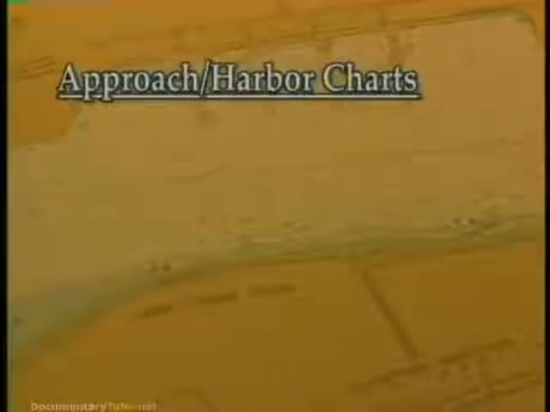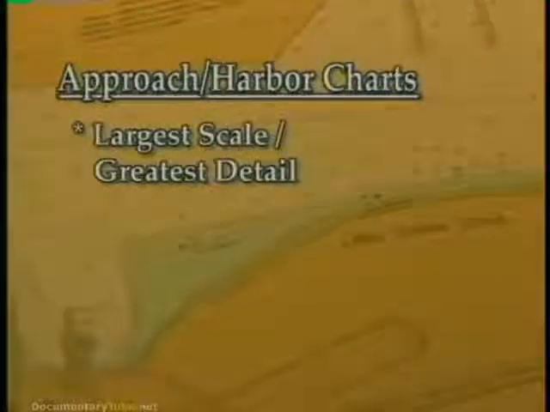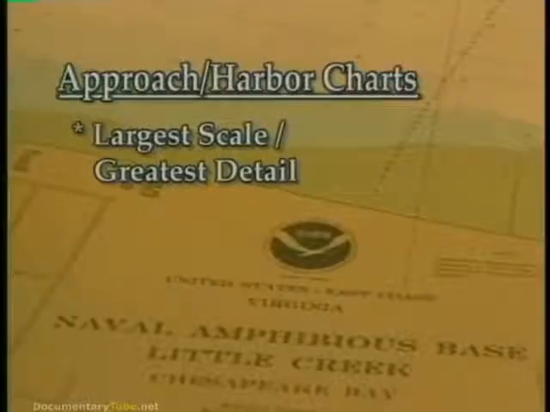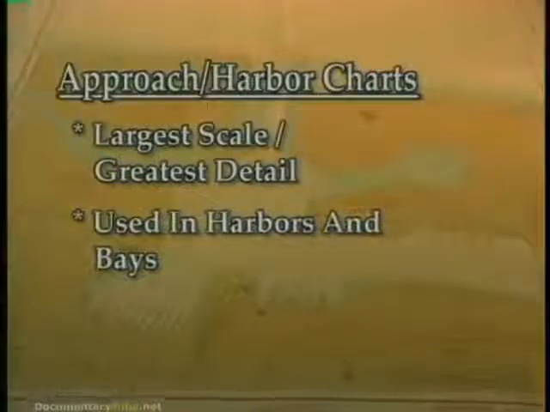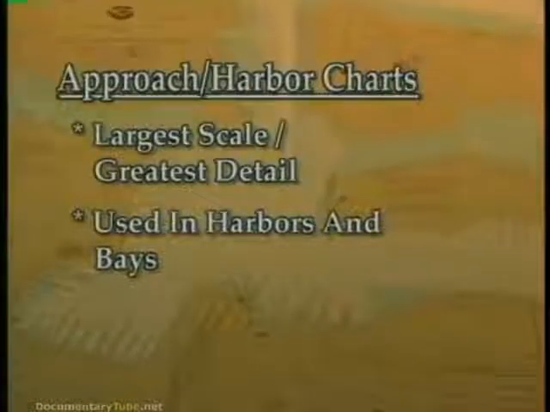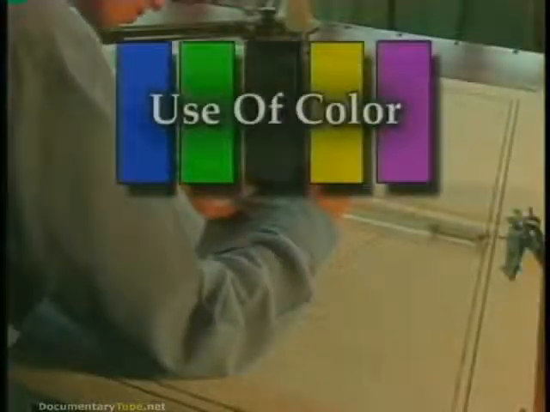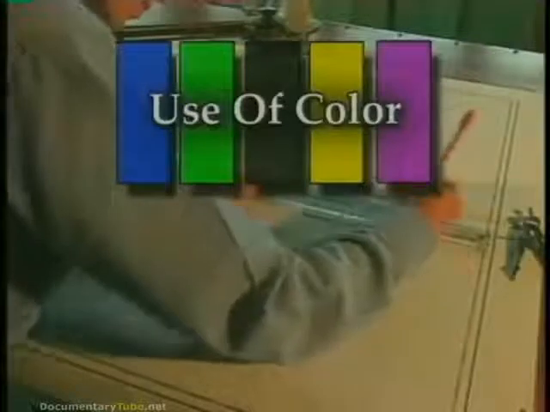The last chart we will discuss is called the approach or harbor chart. Of all the charts that we have discussed, the approach harbor chart has the largest scale and shows the greatest level of detail. Approach harbor charts are used in harbors and bays. They are particularly useful to boat coxswains. Nearly all charts employ color to distinguish various categories of information.